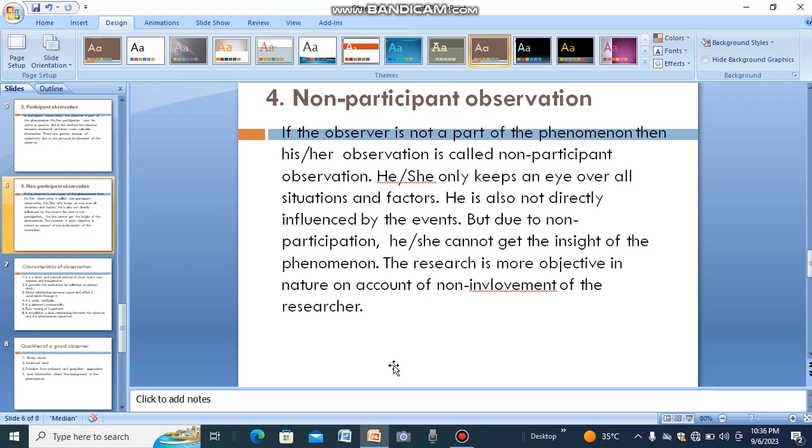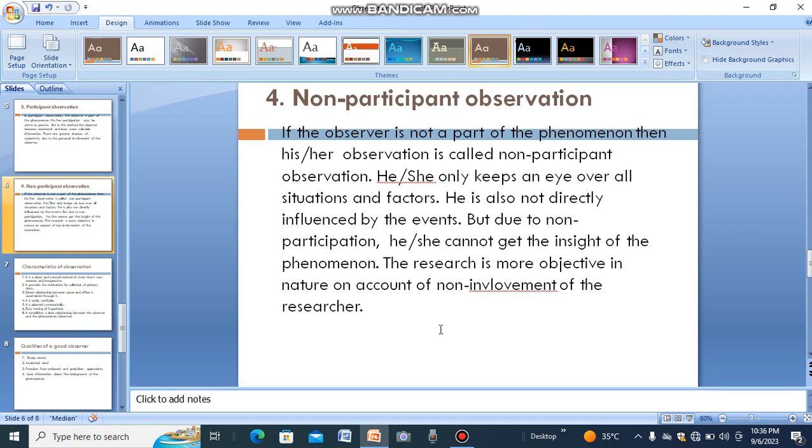Here, the researcher is not directly influenced by any events that he or she is going to explore, but due to non-participation, he or she cannot get the insight of the phenomenon. This research is more objective in nature on account of the non-involvement of the researcher.